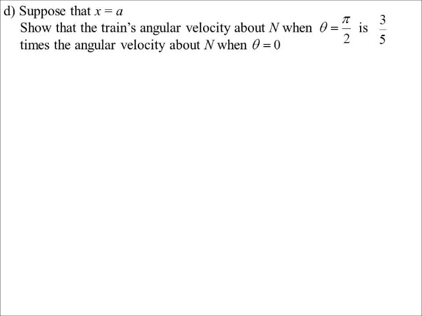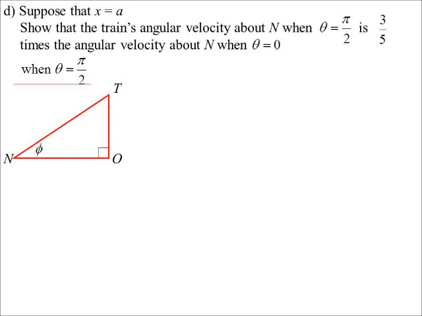We're going to look for its angular velocity when theta is pi on 2, and the angular velocity when theta is equal to 0, and show that the first one is 3/5 the second one. So first of all, let's have a look when it's pi on 2. When it's pi on 2, the angle at the centre is now 90 degrees. Remember, angle TON was equal to phi. OT is the radius of the track, so we know that's equal to a. ON is now 2a. It was a plus x, but we've just been told x is equal to a, so that is 2a. I'll need the hypotenuse as well, because we're going to be dealing with sine and cosine. It'll work out to be root 5 a.